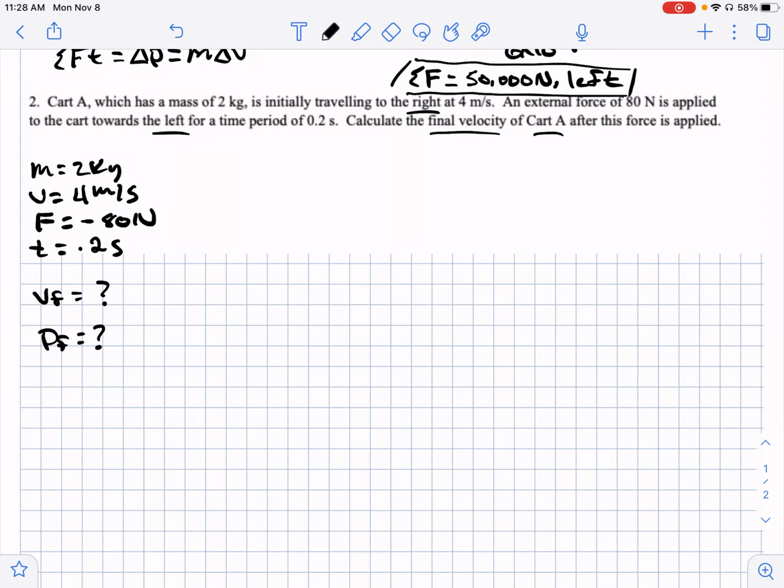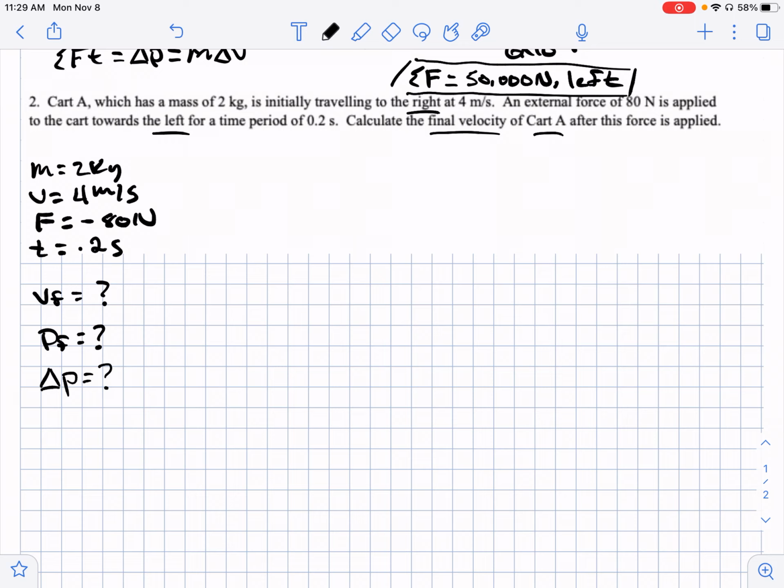So to solve this, we're going to have to first find our change in momentum. And they gave us a force and the time on this, so we can go in and we can solve for our change in momentum using our impulse momentum equation.